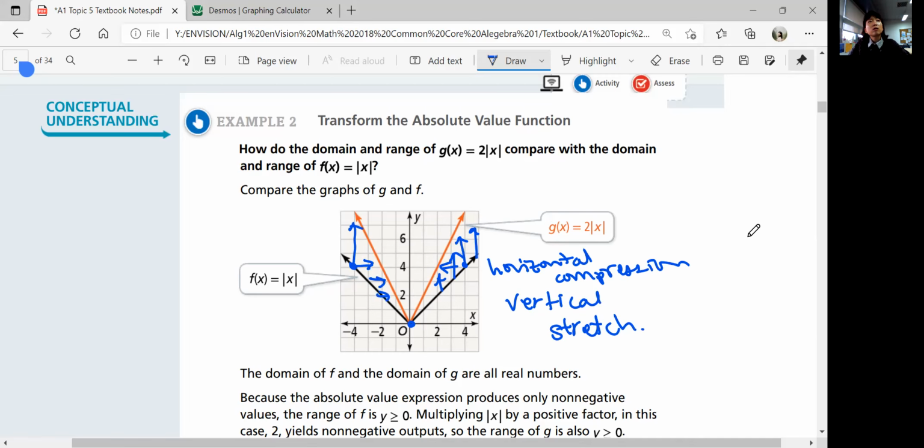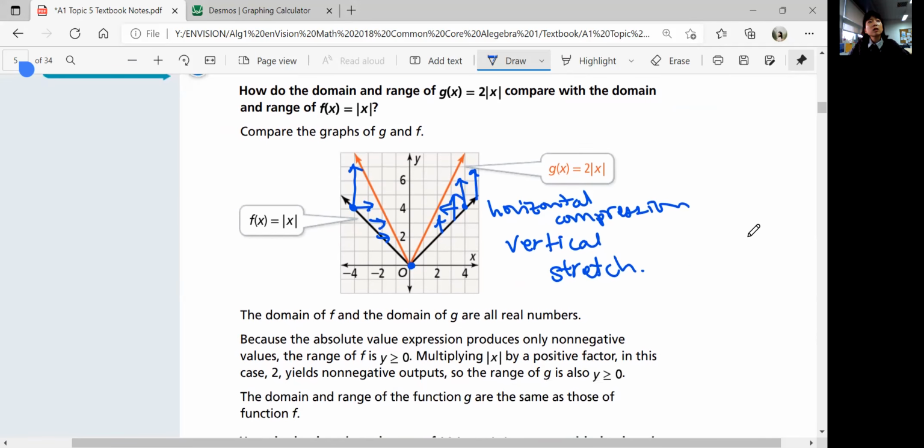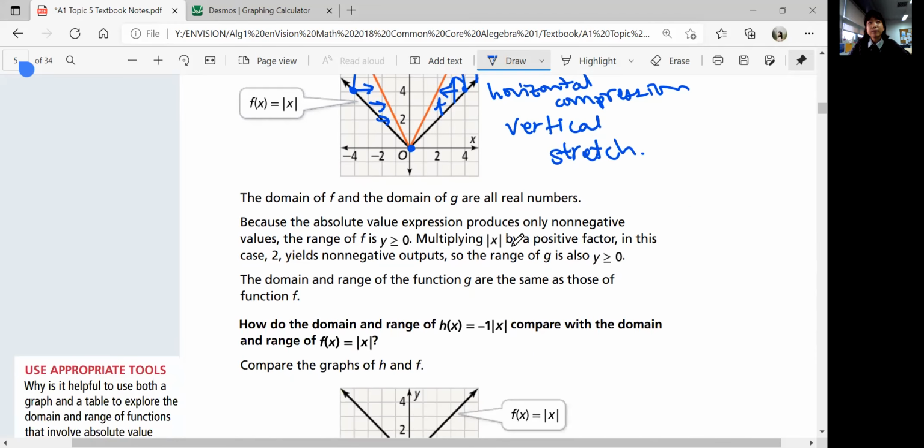All right, so looking at the domain and range, we still have all real numbers for the domain. X could be any number. But y could still only be positive numbers even though they grow a lot faster. They go bigger a lot faster, right? So they're still non-negative outputs. And so domain and range would be the same. That's okay.